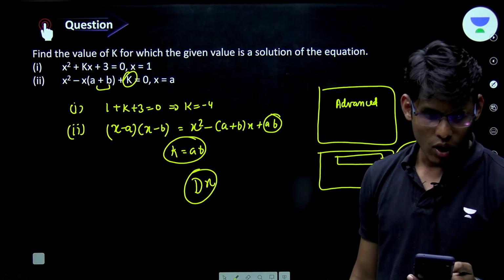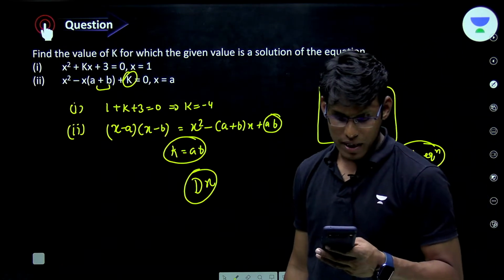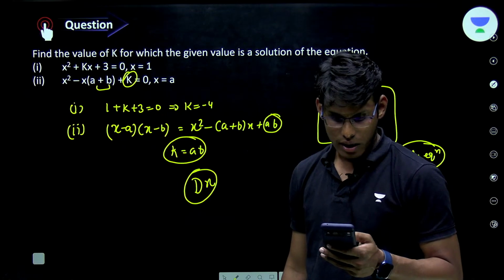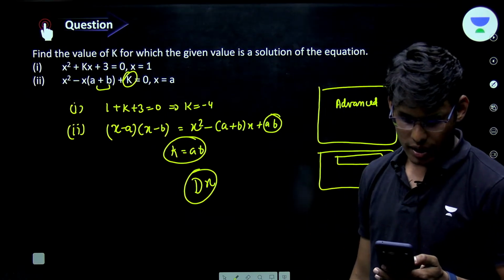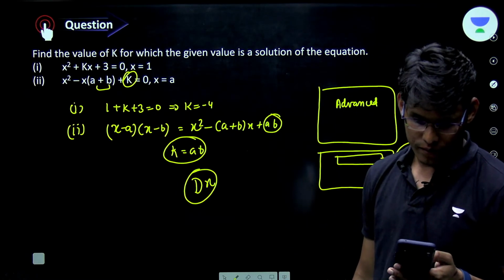With 9 marks you cannot be selected. 10 marks is minimum eligibility, right? 10 marks is minimum eligibility. You will not be able to get selected.